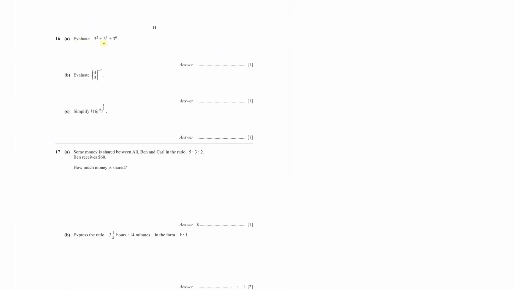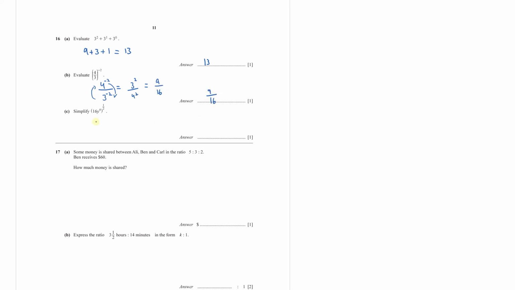Question 16 is you have to evaluate this expression. So you know 3 squared is 9, 3 power 1 is 3, and 3 power 0, or anything power 0, is 1. So you get 1 here. So 9 plus 3 is 12, 12 plus 1, 13. So this is 13. And then you have to evaluate 4 by 3 whole to the power negative 2. So you bring the power in, you get 4 power negative 2 over 3 power negative 2. And then you can take the reciprocal so that the powers become positive. So you bring this 3 up and bring this 4 down. So you get 3 squared over 4 squared, which is 9 over 16.